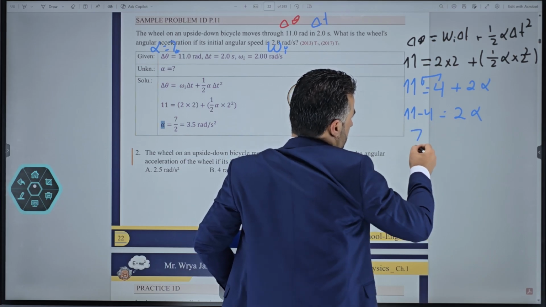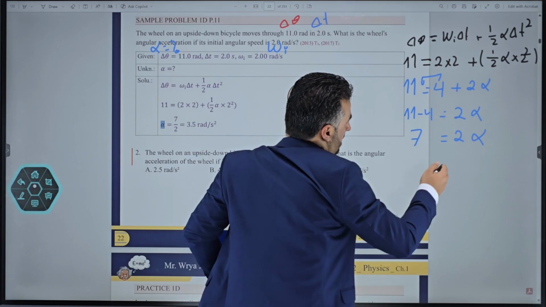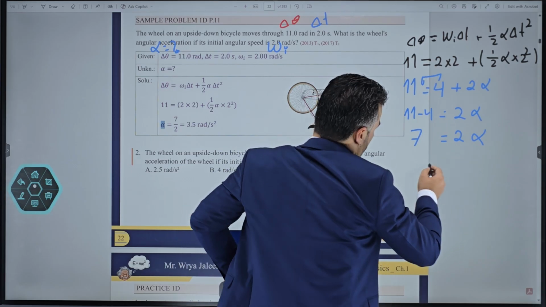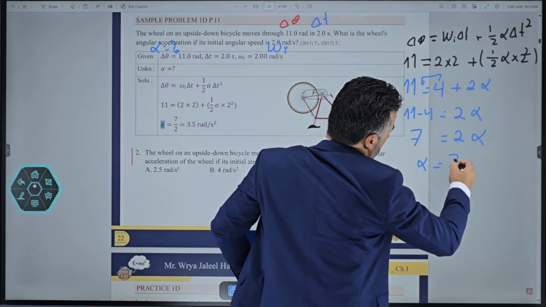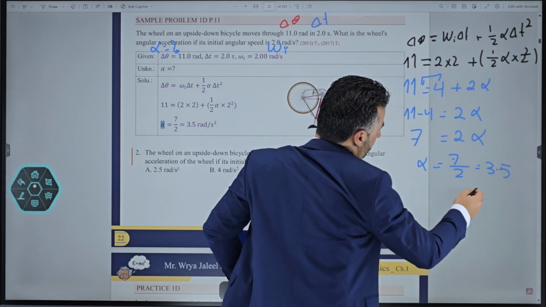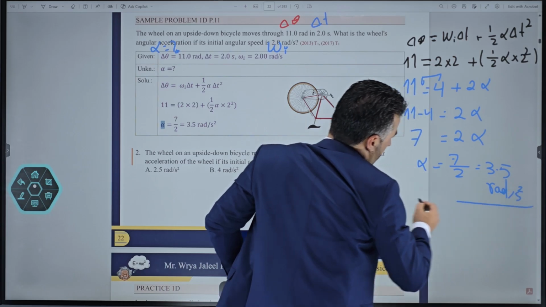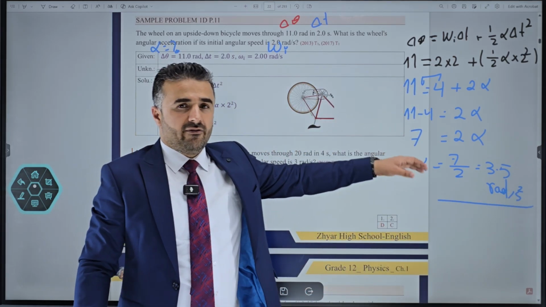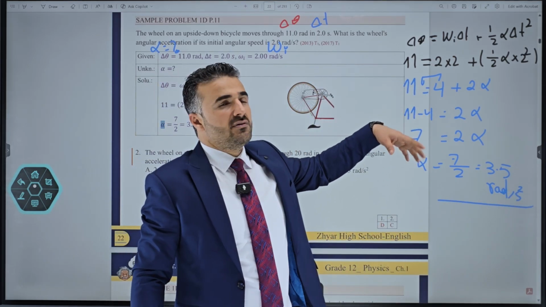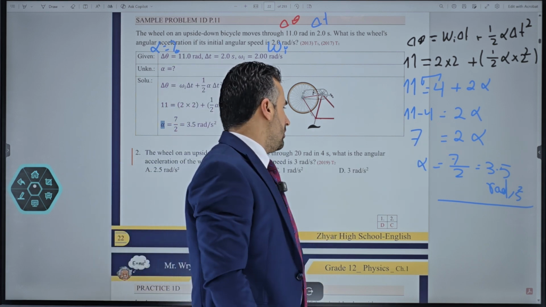11 minus 4, that is 7, equals 2 times angular acceleration. Now divide both sides by 2. Of course, angular acceleration, let's just say 7 by 2, that is equal to 3.5. And the unit for angular acceleration is radian per second squared. This is how easy it can be, of course, if you follow the question step by step, what is given and what is required.